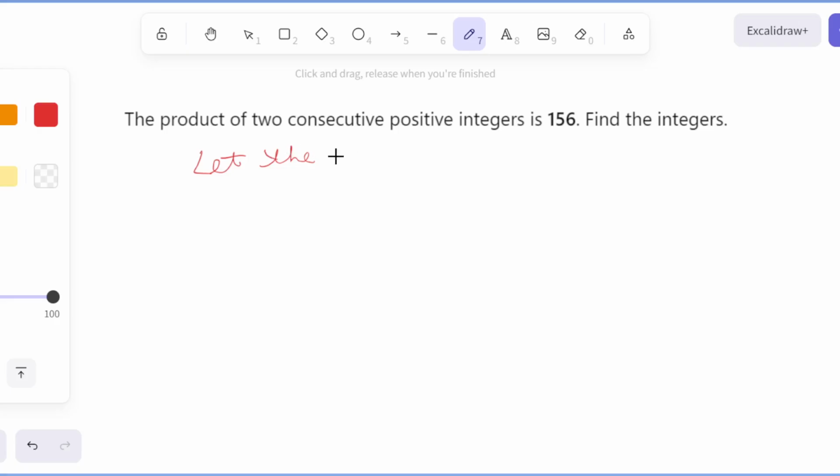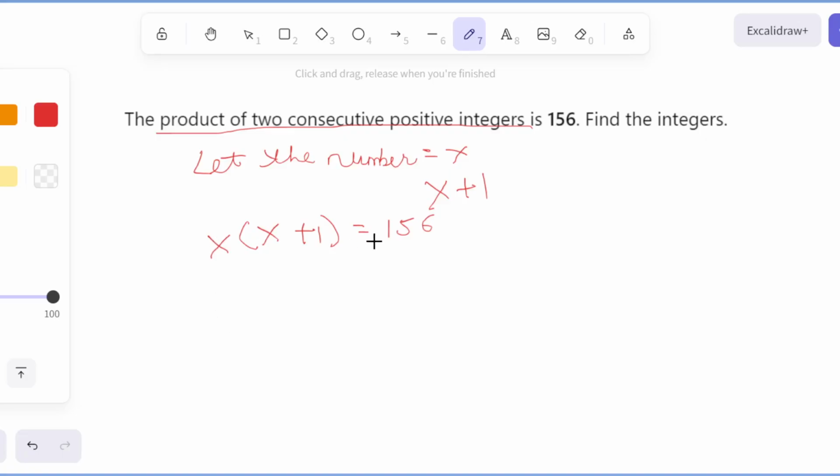Let the number be x, right? So the second number will be x plus 1, isn't it? Because they are consecutive numbers. So let the number be x. So the next number will be x plus 1. Now they're saying product of two consecutive positive integers. So that means they're going to multiply to become 156. So x times x plus 1 is 156.